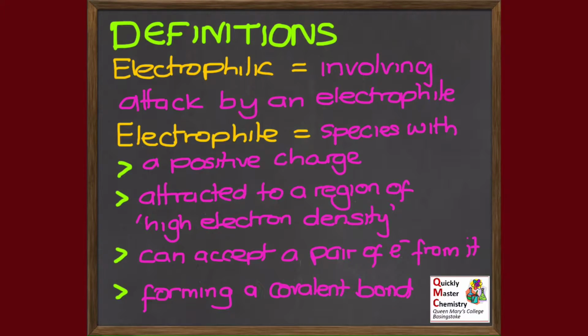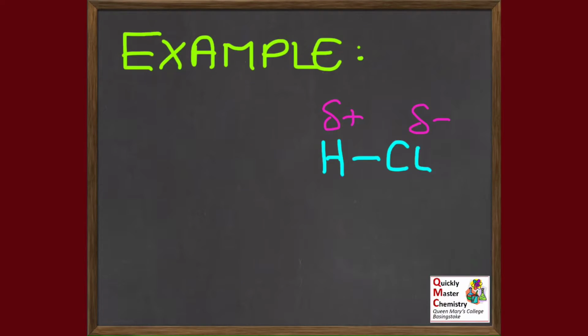Now again, that could be an ionic positive charge or a delta plus, a partial positive charge, and it's going to be attracted to a region of high electron density. Bit of a strange phrase, just really meaning a region where there is a particularly large amount of electrons gathered, something like a double bond. And this time the electrophile, instead of donating a pair of electrons, can accept a pair of electrons from that region of high electron density, forming a covalent bond to it.